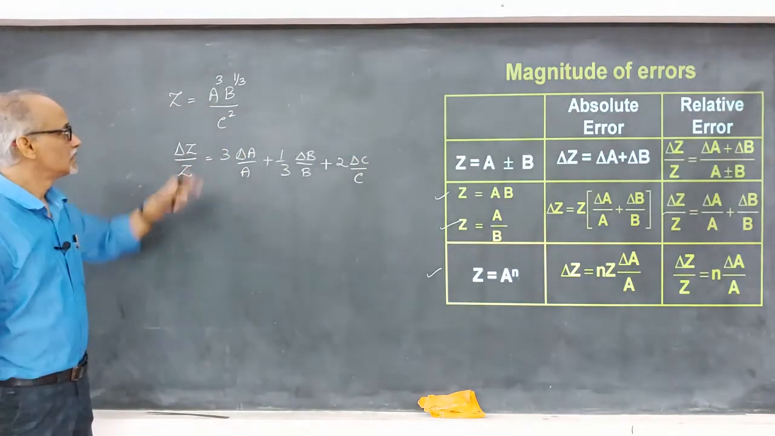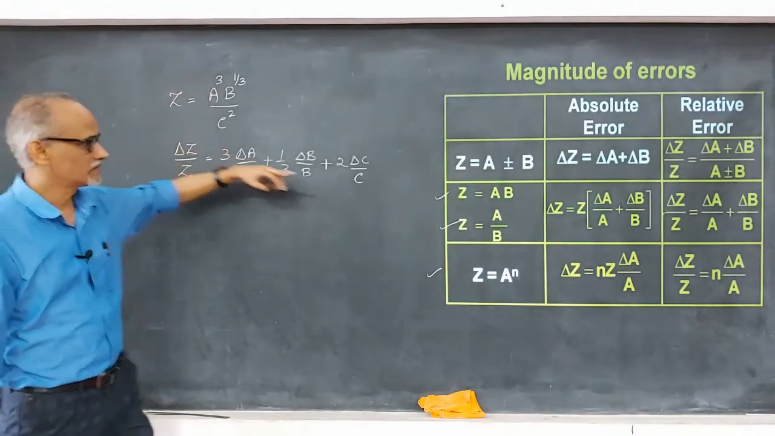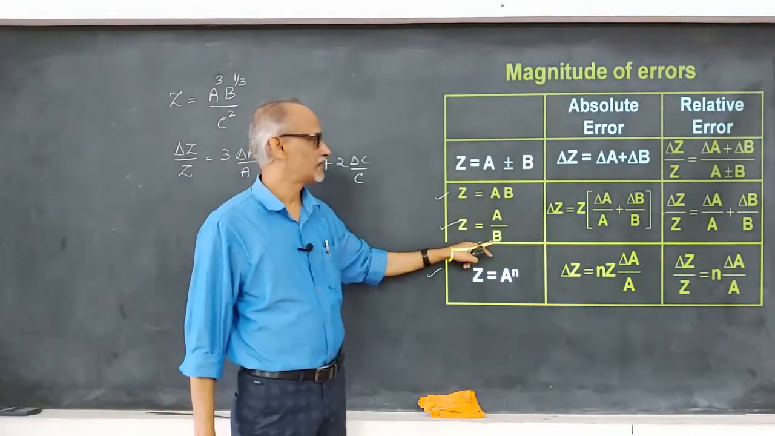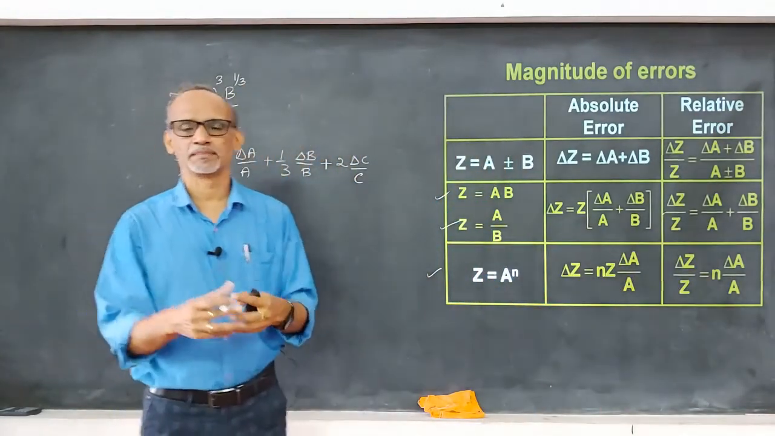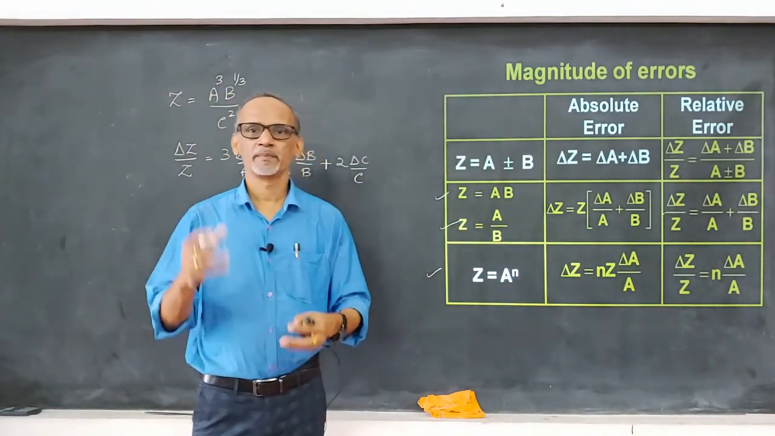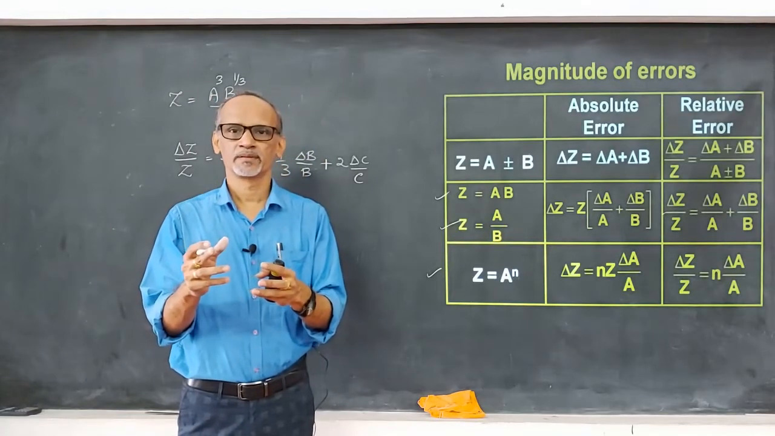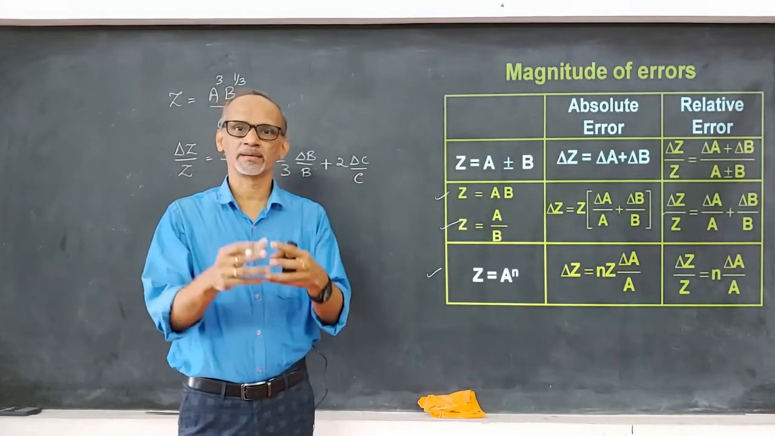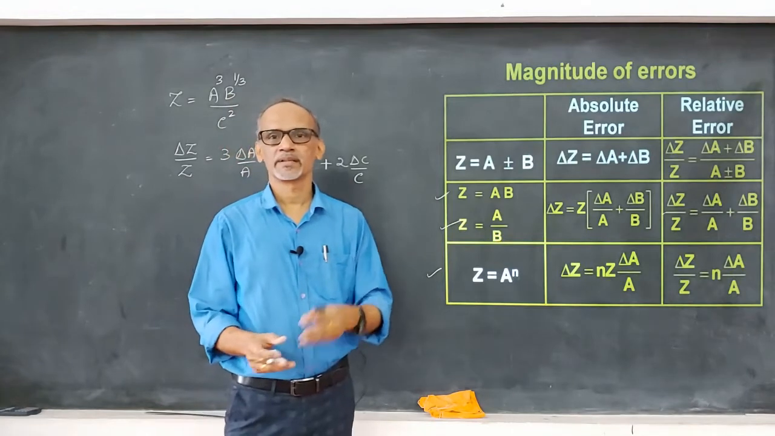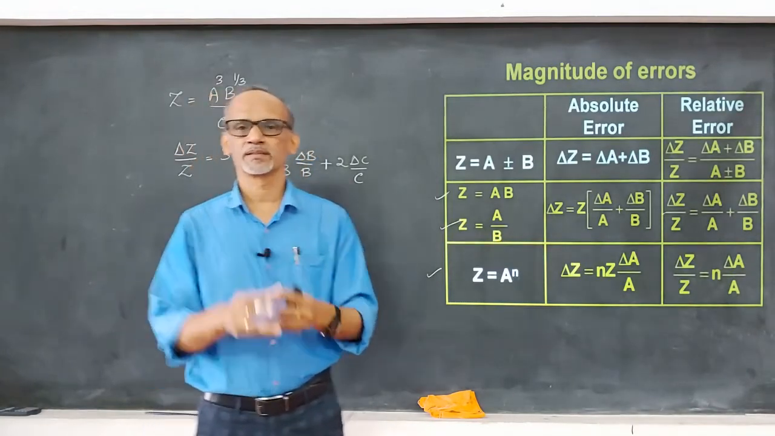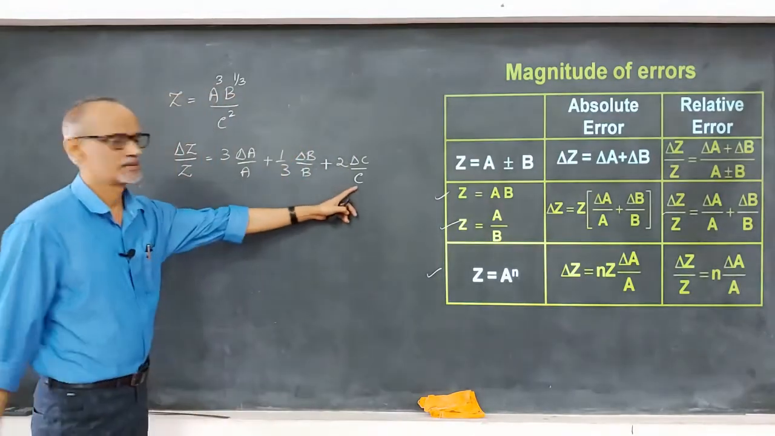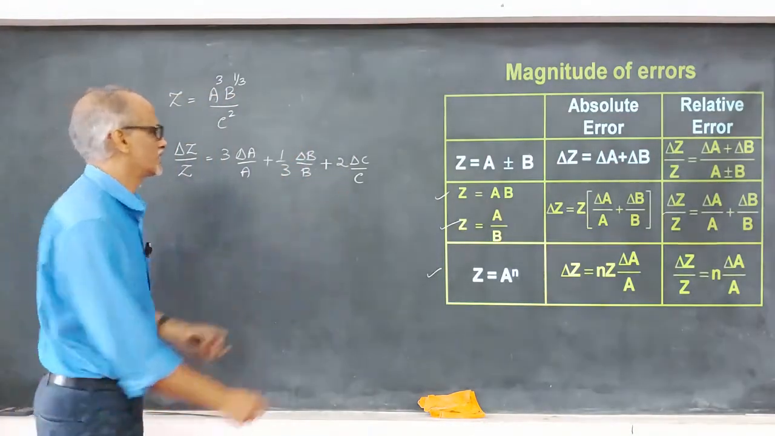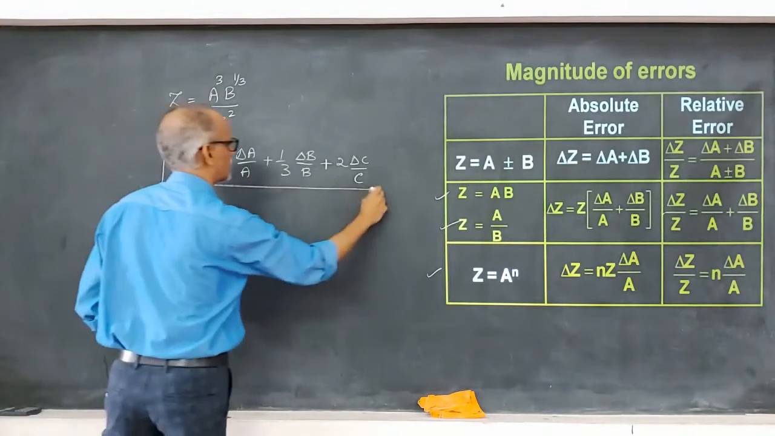Are you clear? Even though it's division, even while dividing, we always add, because errors don't cancel each other, they get added up. If we make 2 mistakes, the mistakes get added up, they don't cancel each other. There's nothing like a positive mistake and a negative mistake. Mistakes are mistakes only, right? So that's it. This is the answer to that particular question.